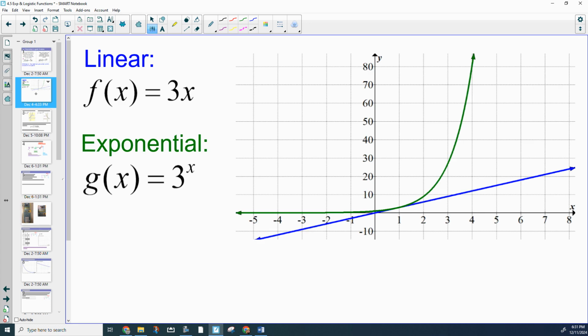The blue is linear, obviously that's a straight line. The green is exponential. We did these a little bit when we were doing banking back in the first quarter, but as you can see, the longer it stays, the quicker that it grows. So it starts off with kind of slow growth and then starts going really quickly.